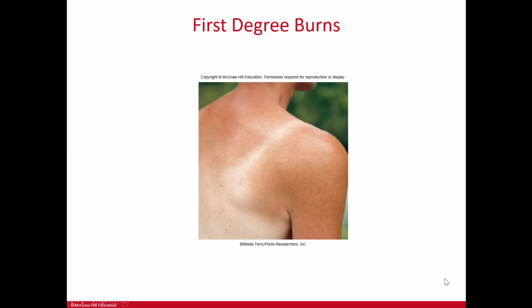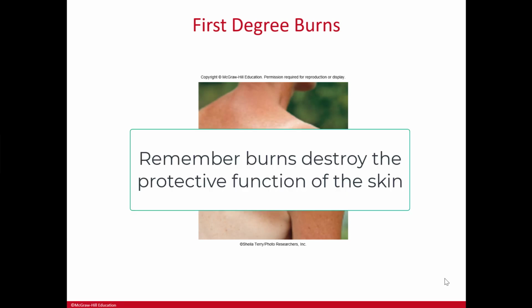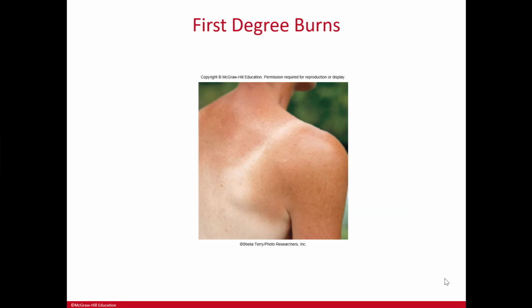Burns are the leading cause of accidental death. The immediate cause for concern with major burns is fluid loss, infection, and systemic effects of the burned dead tissue. So we classify burns according to the depth of the tissue involved. The terminology here has been changing over the last few years. We used to do degrees, so first degree, second degree, third degree. Now we talk about the depth, so superficial, partial thickness, and full thickness.